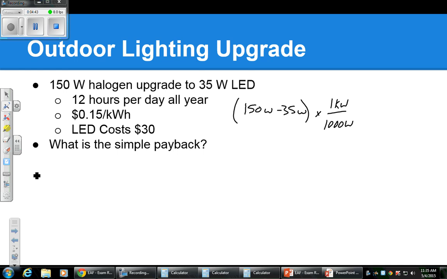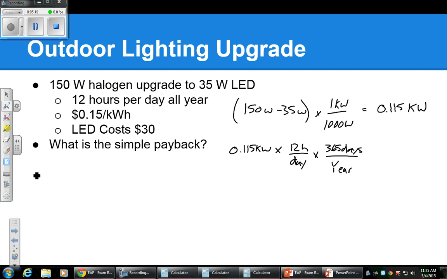Let's work that in. That would be 0.115 kW. Now we're looking at 12 hours per day all year, which will give us our kilowatt hours. So 0.115 kW times 12 hours per day times 365 days per year.